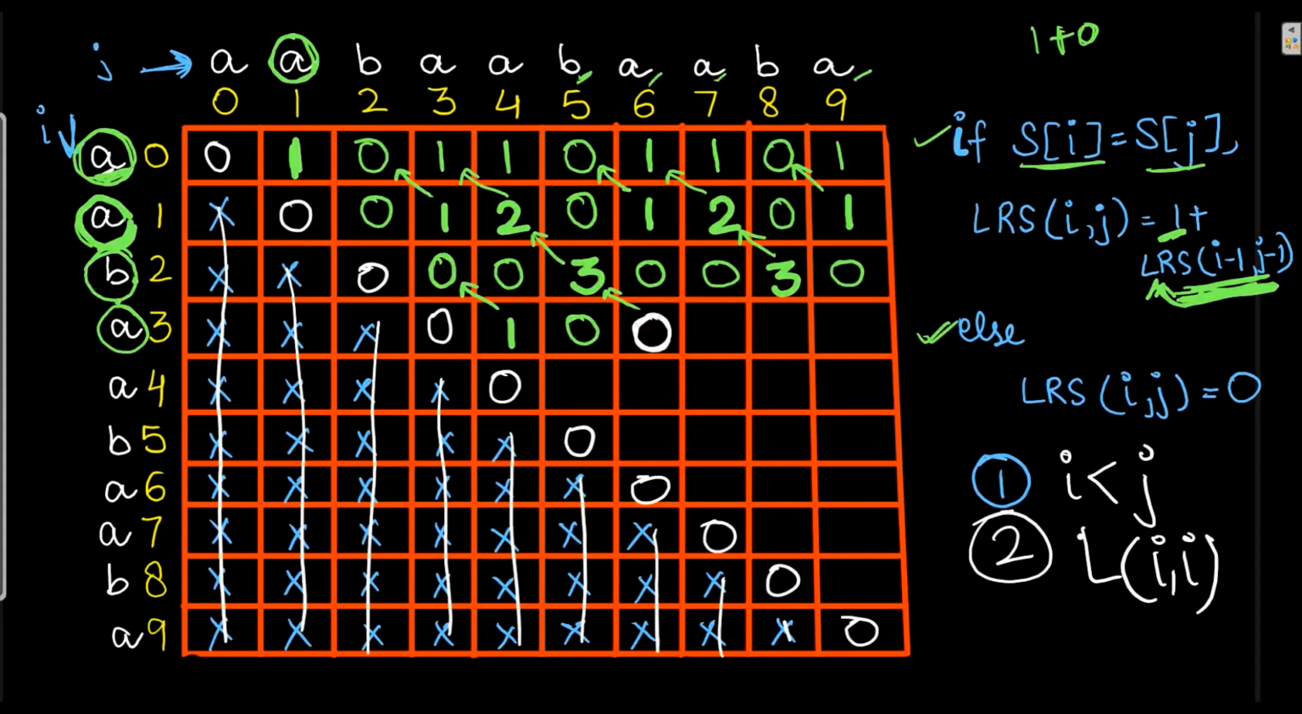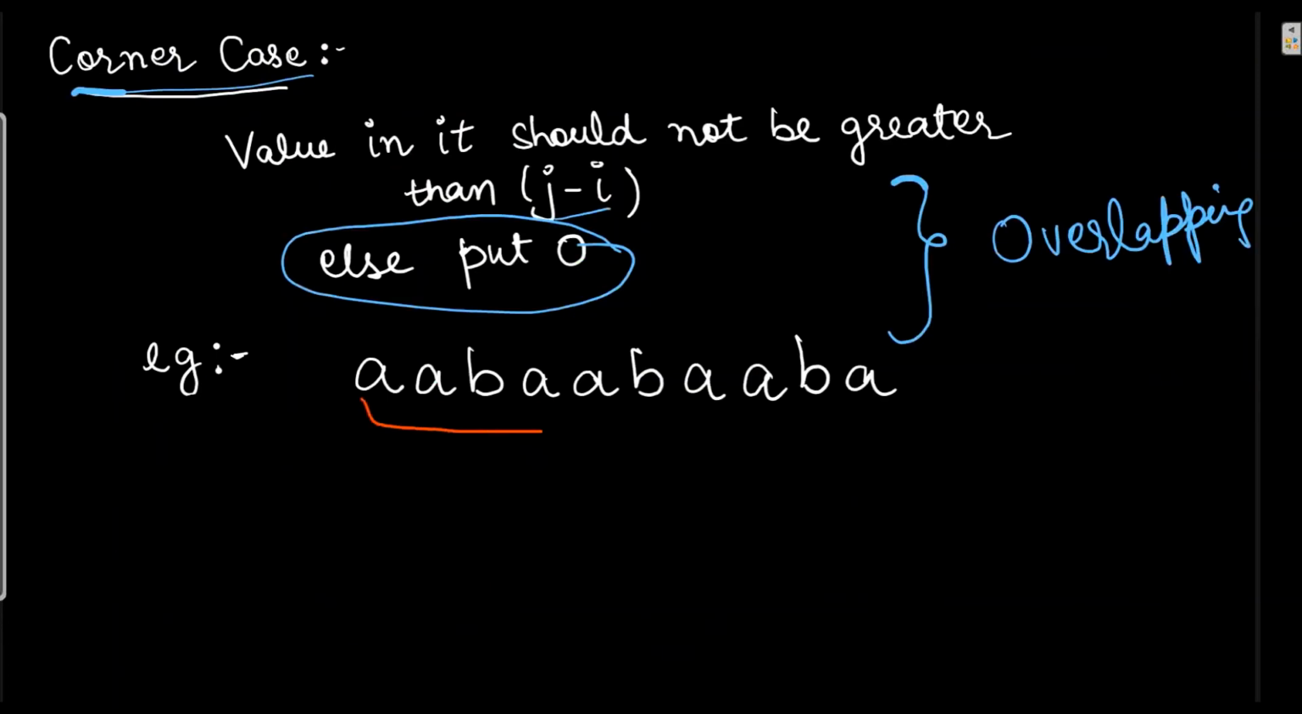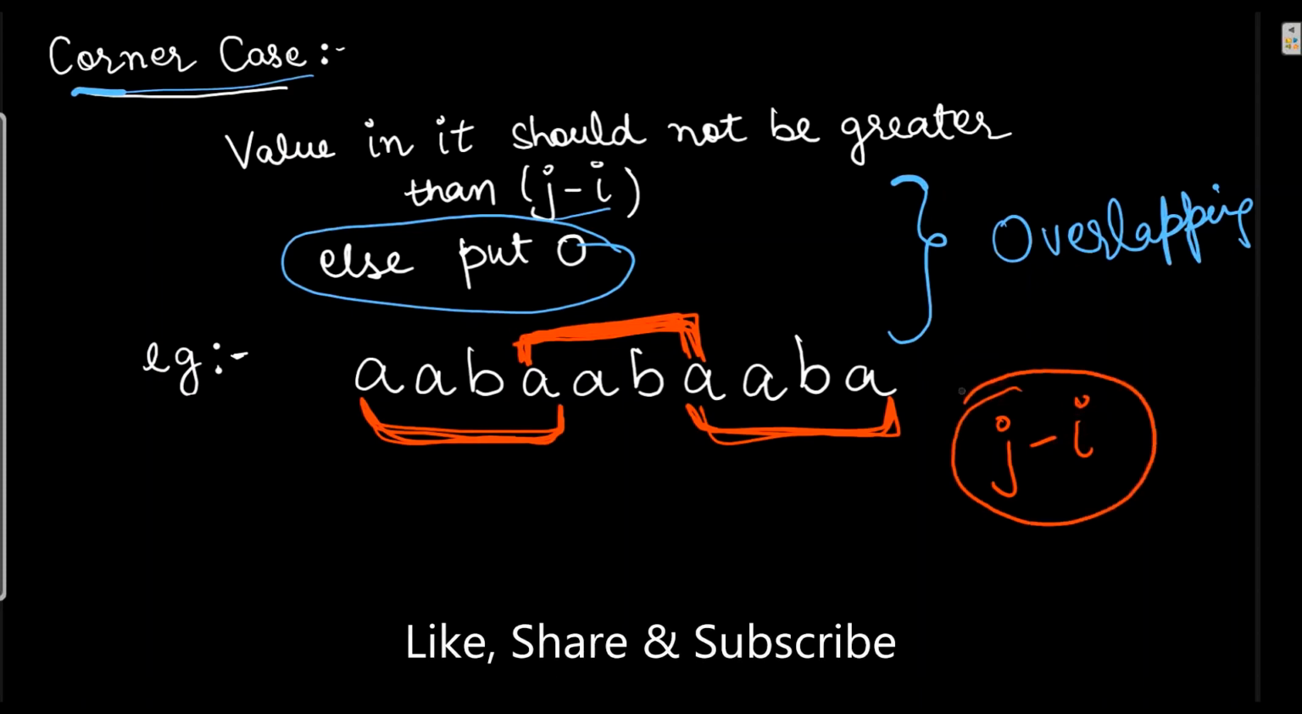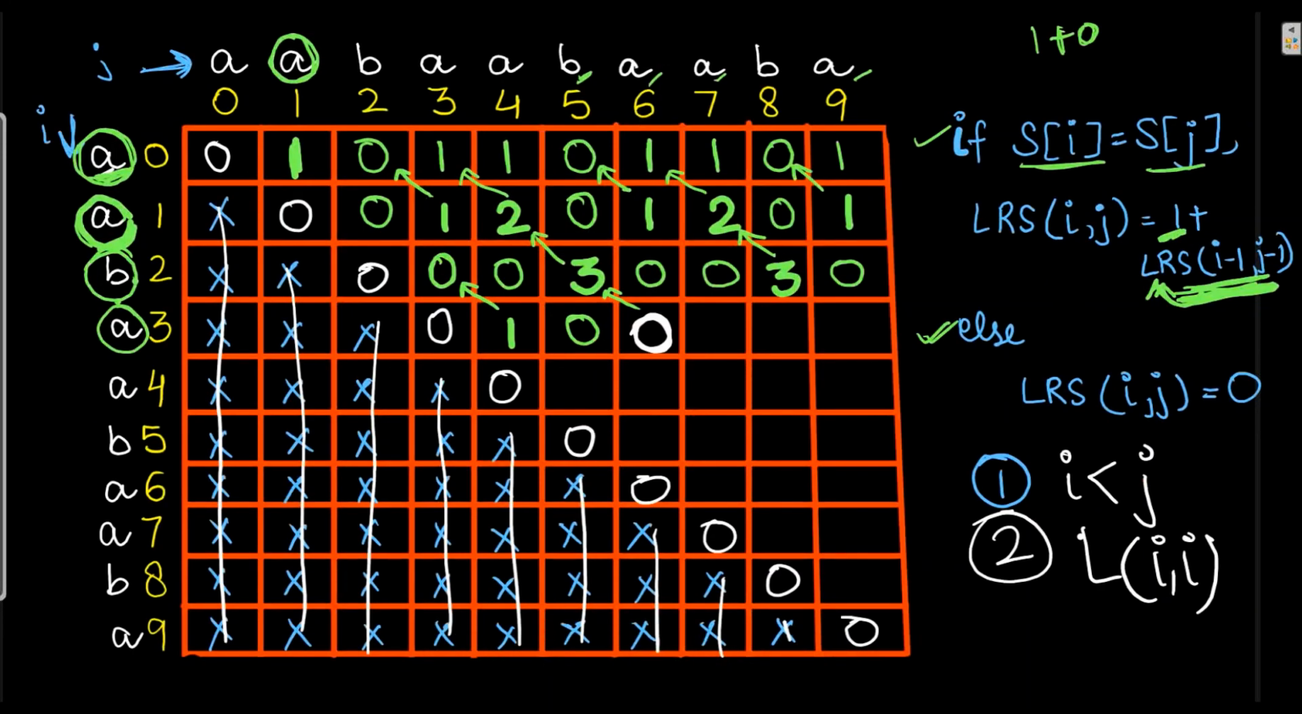But why have I written this 0 over here? This is the twist point. As I told you in the earlier part of my video, this is AABA, which is being detected, but I also have this overlapping part. So, to ignore this, I need to make sure that the value I am filling in here should be smaller than j minus i. If I see here, j is 6 and i is 3, so j minus i is 6 minus 3, which is 3. But my value coming here is 4.